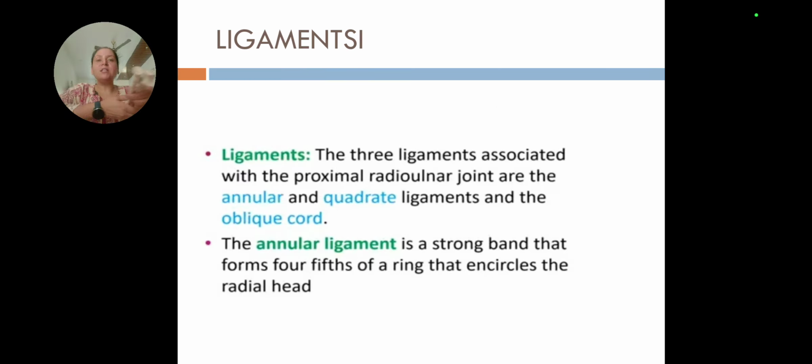Fine. Now let us read through these ligaments. There are 3 ligaments associated with the proximal radio-ulnar joint, and they are the annular ligament, the quadrate ligament, and the oblique cord. The annular ligament is strong and it encircles the radial head.